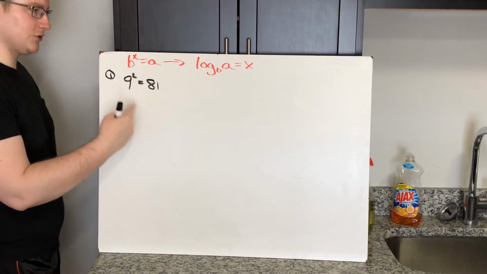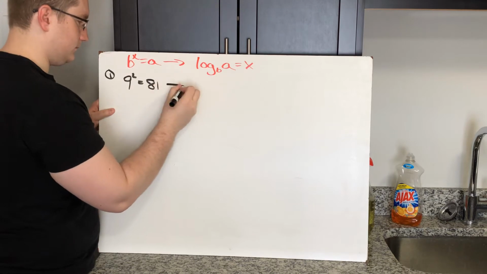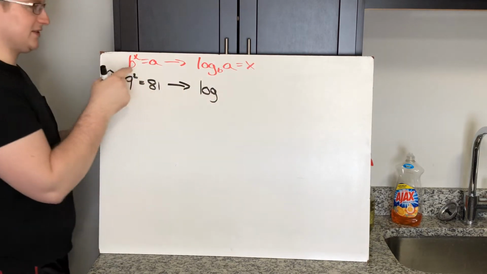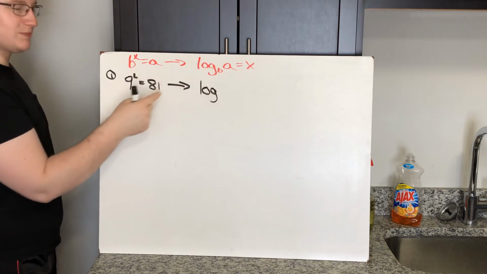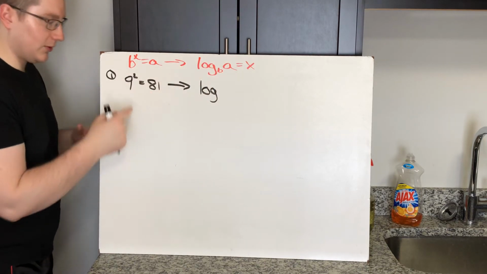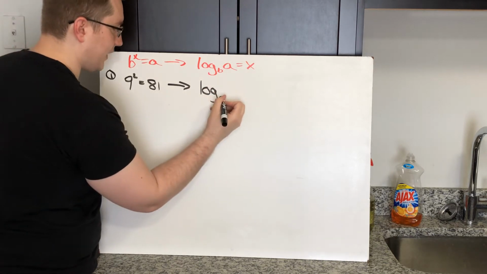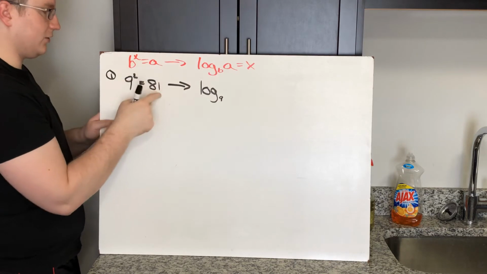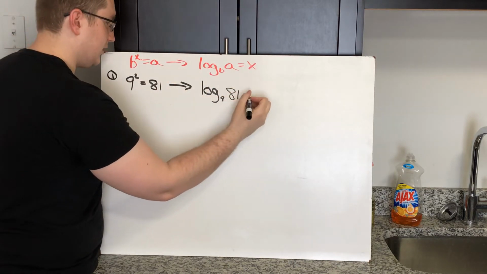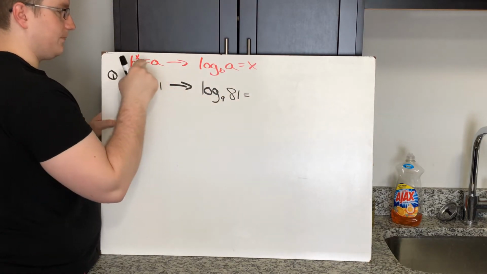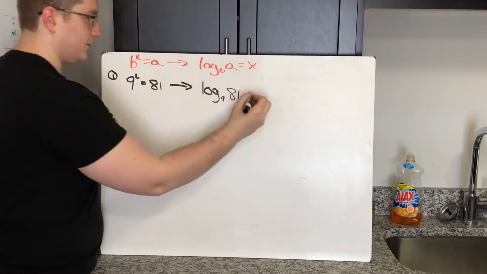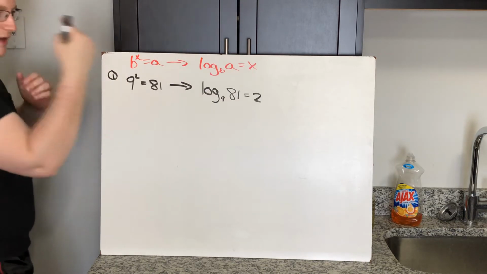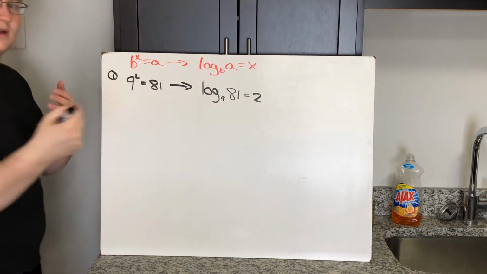If I want to turn this to log form, I'm going to say first log base b. What's my b in this case? What's being raised to the exponent? It's 9. 9 is my base. And then a is my value, 81, is equal to x, which is my exponent, 2. So 9 squared equals 81 in exponential form is log base 9 of 81 equals 2 in logarithmic form.